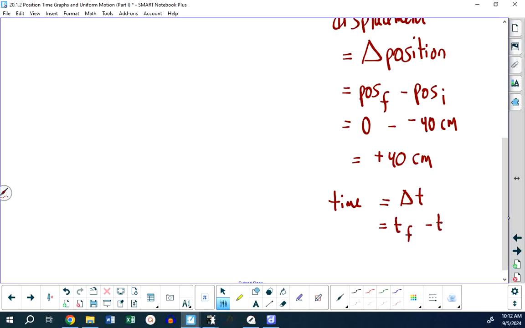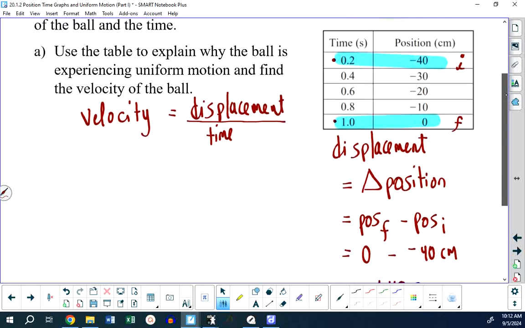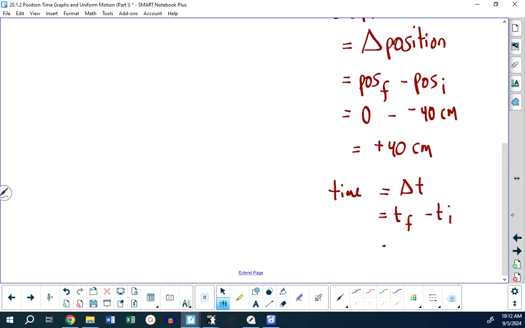I know that seems awkward to say, but it's the final time minus the initial time. This is why yesterday I said to you, okay, we got to be careful about how we subtract. And when you look at the final time, it's 1 second, and the initial is 0.2 seconds. So we get 1 second minus 0.2 seconds, which means it's 0.8 seconds. How's my subtraction? I hope that's fine. Good.